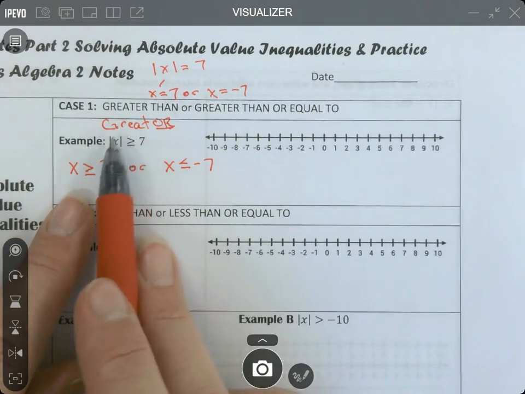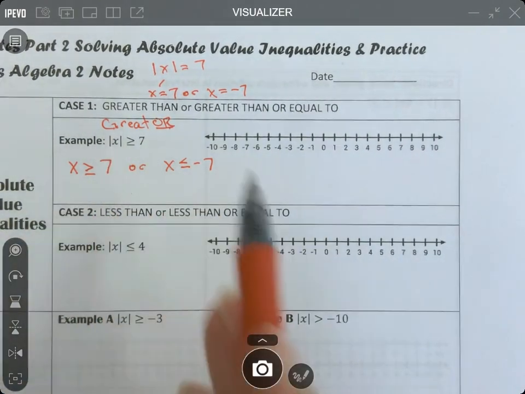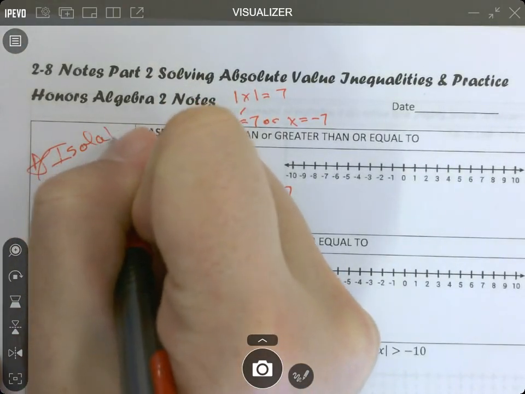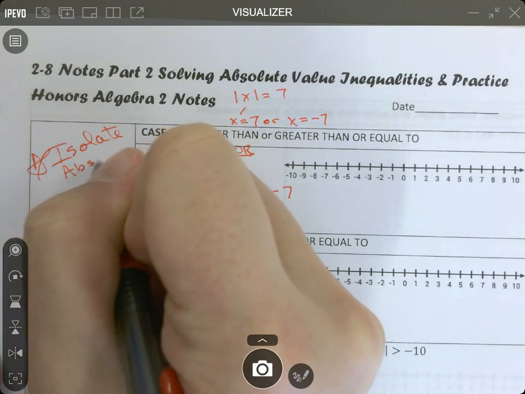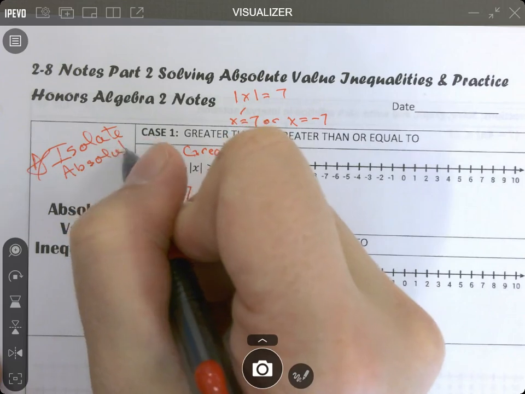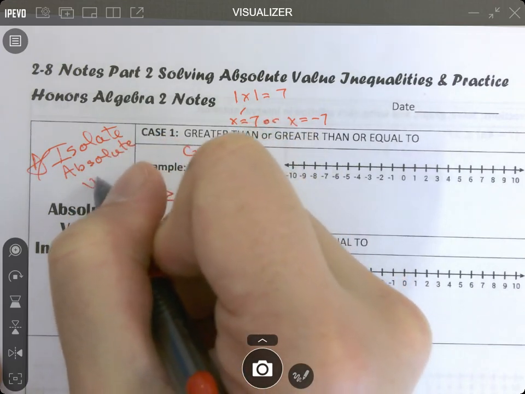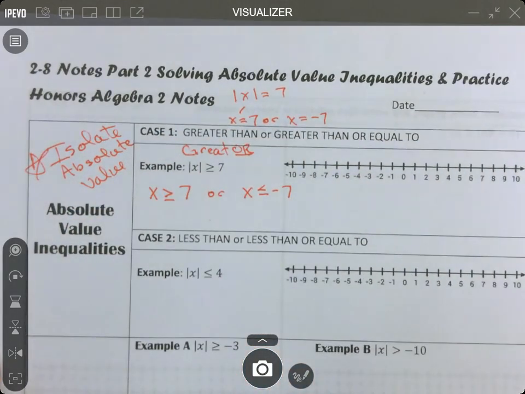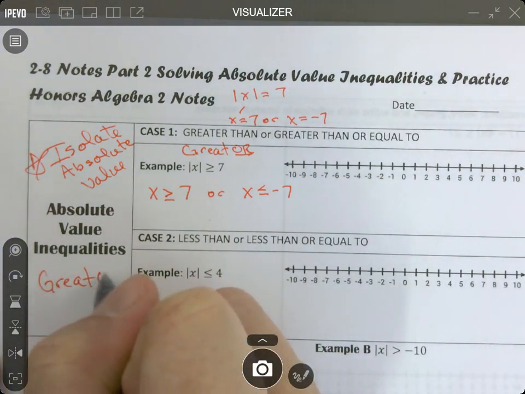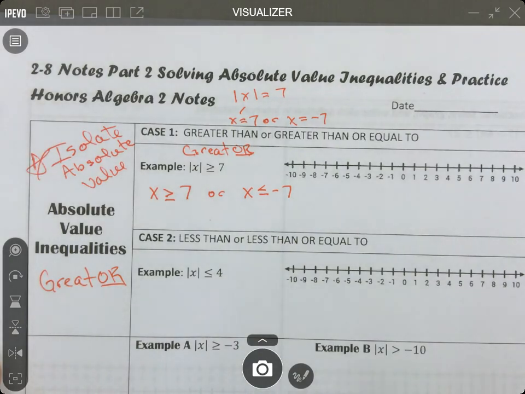So you determine if it's and or when it's isolated. So I'm going to remind you of that. Isolate the absolute value sign. Isolate what? Isolate absolute value. I got lost in what I was doing. Then determine if it's and or or. So I'm going to write in here great or. If it's greater, it's an or statement.